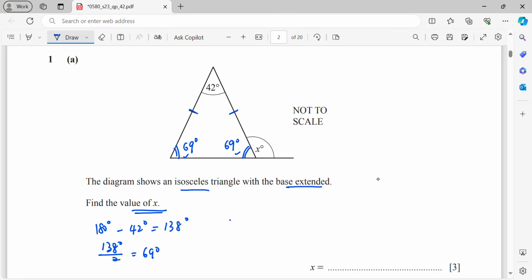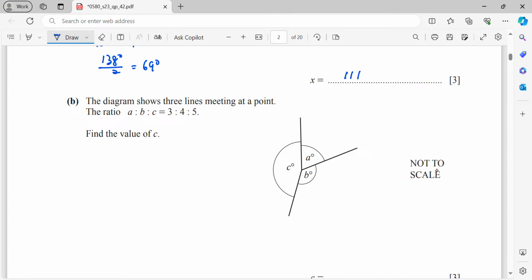Now my x degrees will be 180 degrees minus 69 degrees, because it is a straight line, right? The total angle of a straight line is 180 degrees. Then at last, your x will be 111 degrees. Therefore, my x is 111. So that's the solution for 1a. Now for b, the diagram shows three lines meeting at a point. The ratio a to b to c is 3 to 4 to 5. Find the value of c.